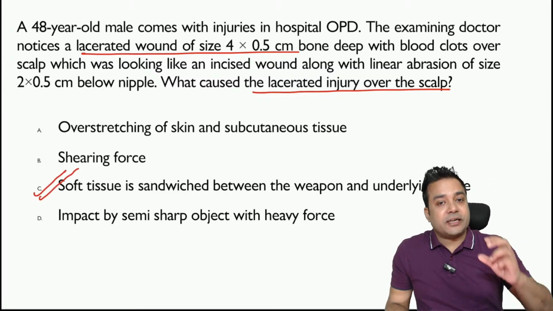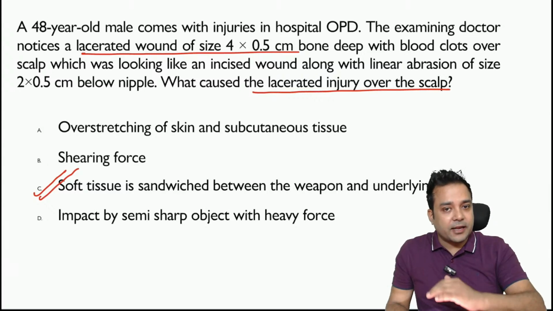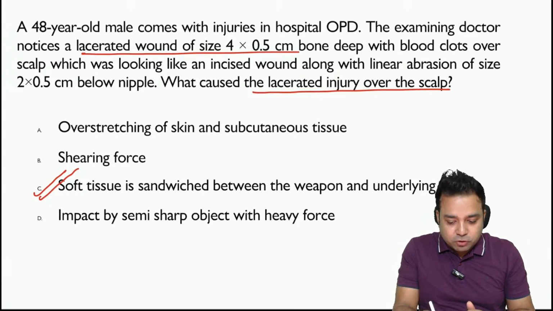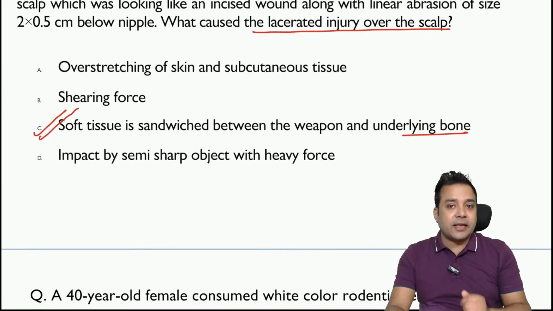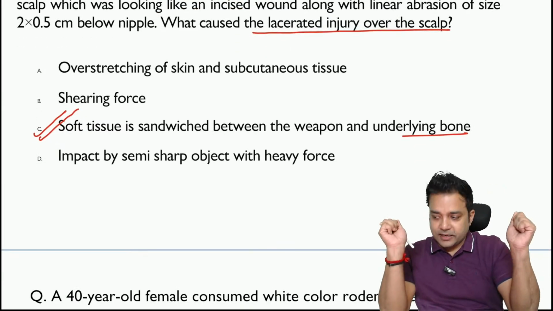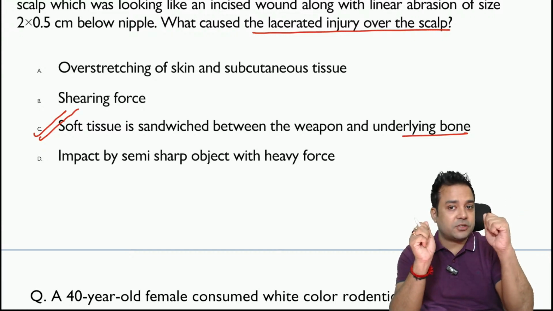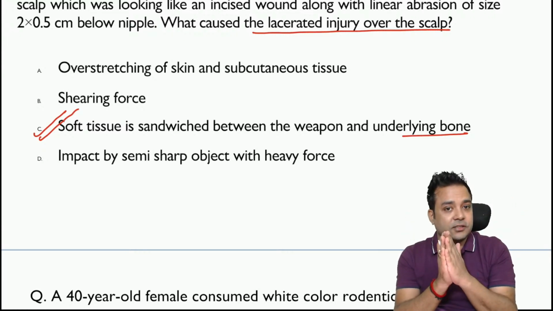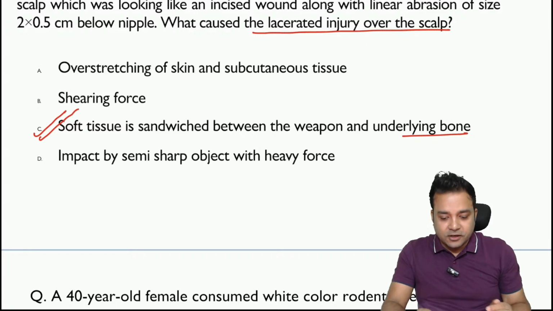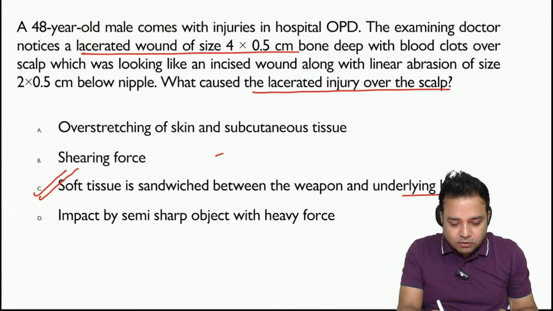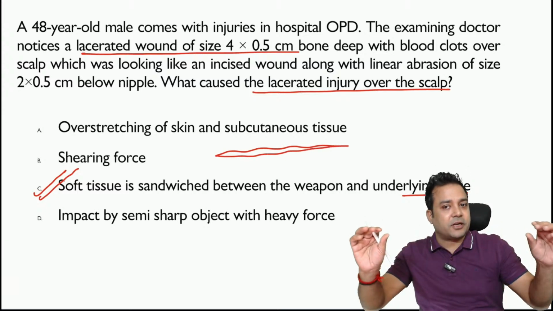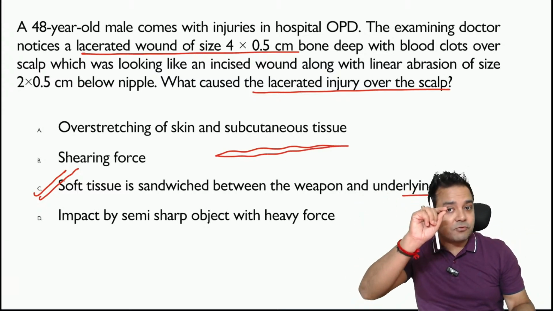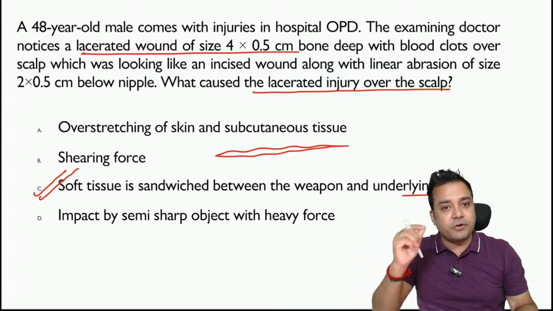Soft tissue when it is sandwiched between weapon and underlying bone. So that means there should be an underlying bony structure. So there is the weapon, there is the underlying bony structure. So soft tissues are crushed, compressed or sandwiched. So that leads to split lacerations, also called incised looking laceration. It looks like this, but the margins will be irregular. Margins will show you abrasions, and that is how we differentiate.